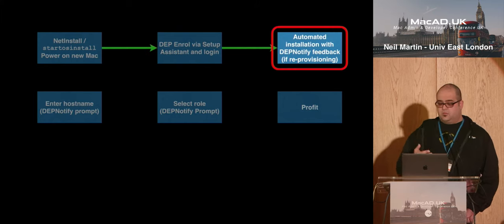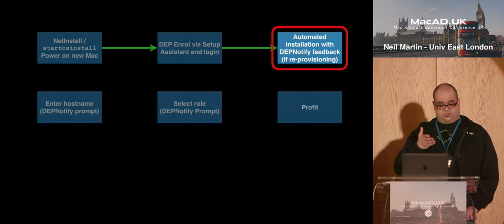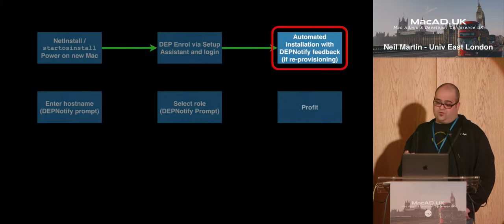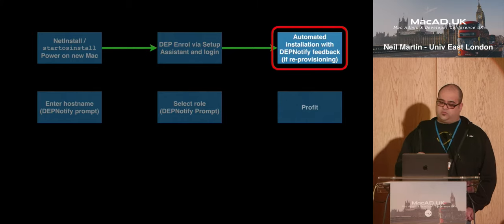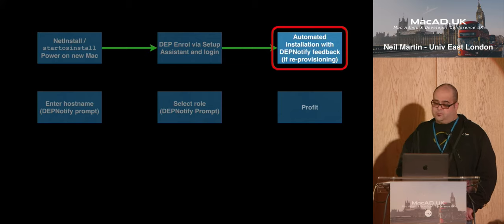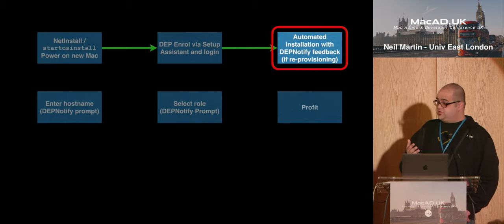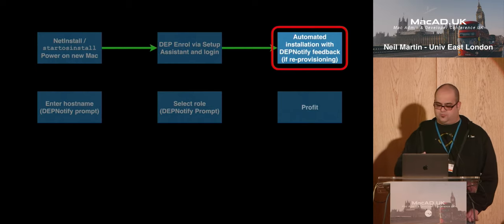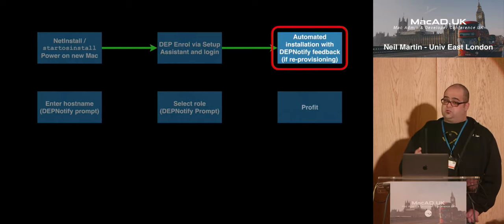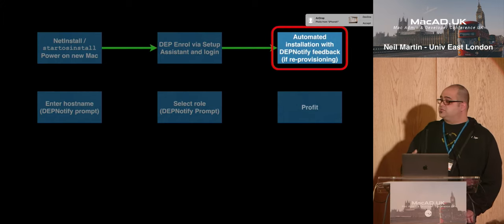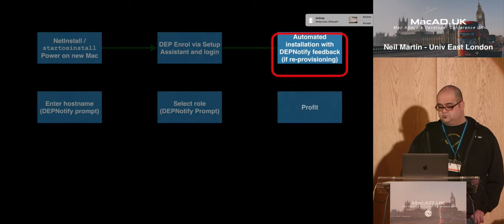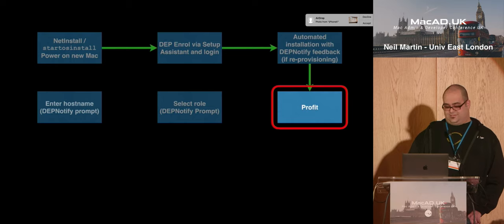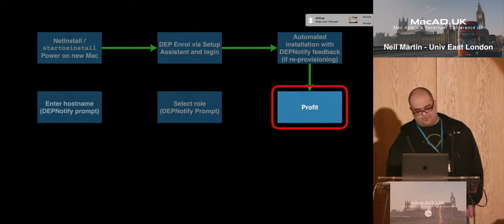So next up, we would be driving one of Joel's other awesome tools, DEP Notify, and that would fire up and that would tell the provisioner what's happening. Now, we built some logic into this, so if the Mac had been provisioned before and it still had its old record in Jamf, the rest of this process was automated. DEP Notify would just tell you what's going on. We'd reuse its old host name and role, and it would get the same software and settings it had before. And then the rest is magic, and we go to the pub.